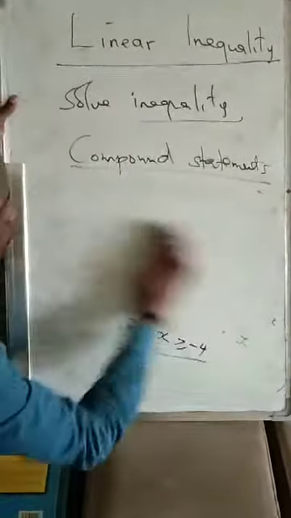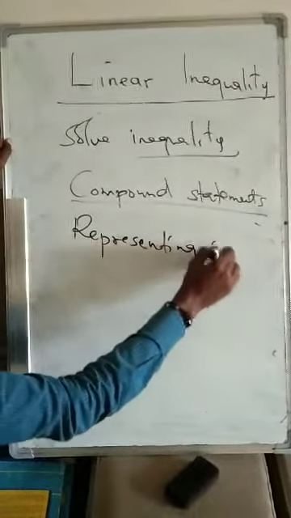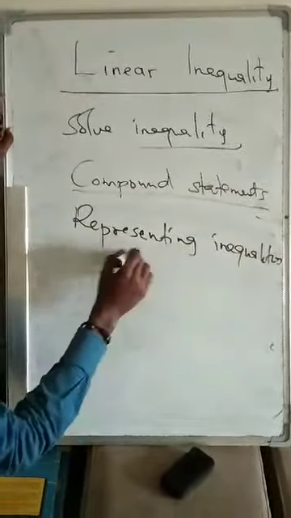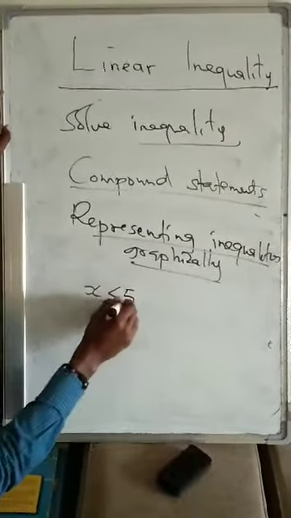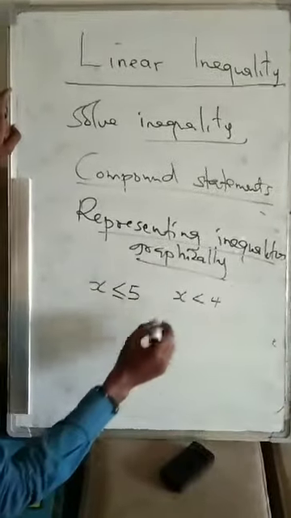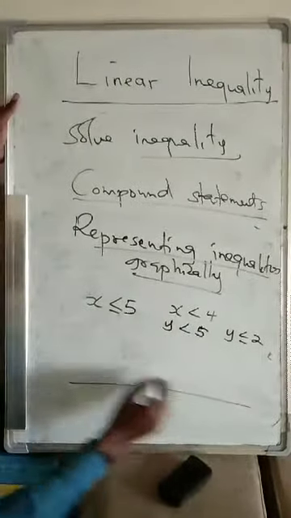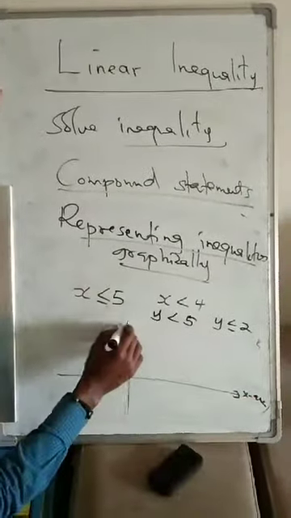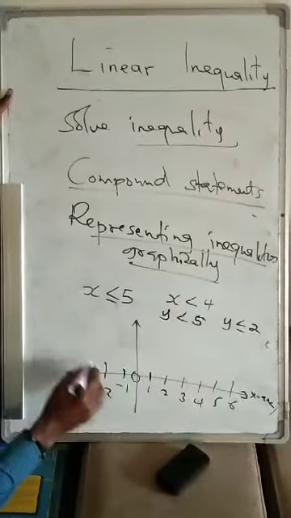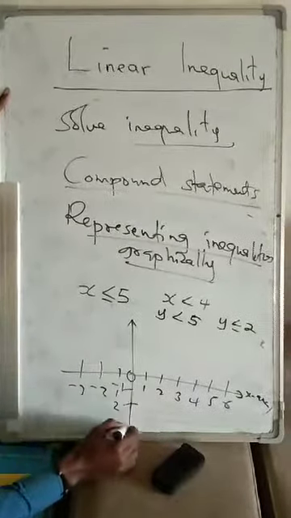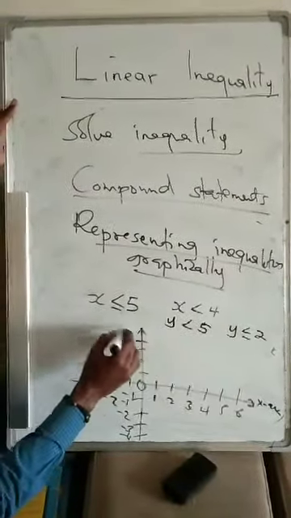Then the other part is representing inequalities graphically. Like if I have x is less than or equal to 5, x is less than 4. I also have y is less than 5, y is less than or equal to 2. This is the Cartesian plane, x axis, y axis, 0, 1, 2, 3, 4, 5, 6, negative 1, negative 2, negative 3, of course they are negative. Coming up 1, 2, 3, 4.